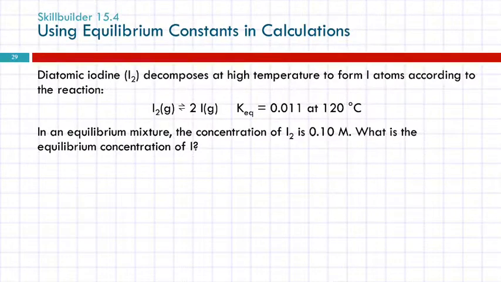Let's do another one. Diatomic iodine decomposes at high temperature to form iodine atoms according to this reaction. Here's KEQ, 0.011 at 120 degrees Celsius. In an equilibrium mixture, the concentration of I2 is 0.10 molar. What is the equilibrium concentration of I?